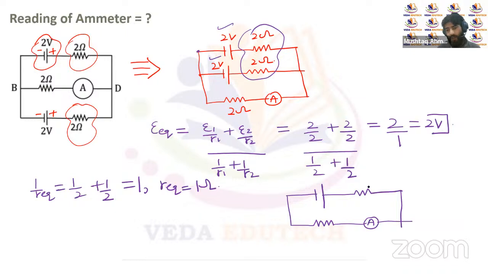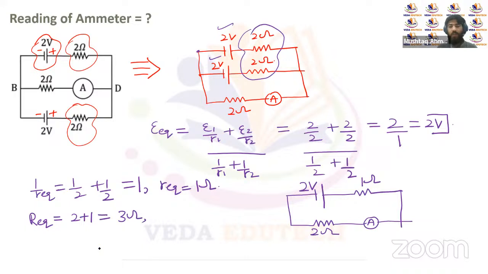So this is the equivalent resistance of 1 ohm. This is the 2 ohm resistor here. This is the ammeter, and we got the equivalent EMF as 2 volts. So we can just replace it with a 2 volt battery here, right? Now you can see that this 2 ohm and this 1 ohm resistor are in series to each other. So this will give us the R equivalent as 2 plus 1, that's equal to 3 ohms, right?